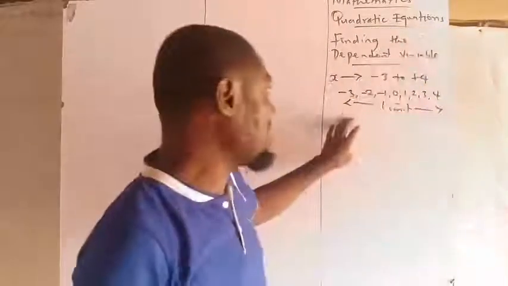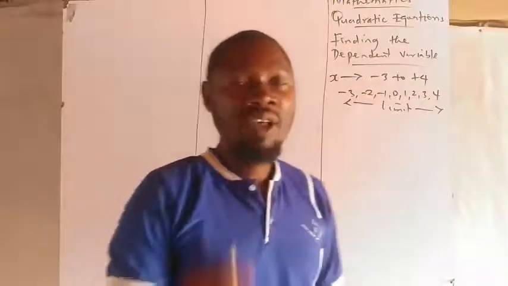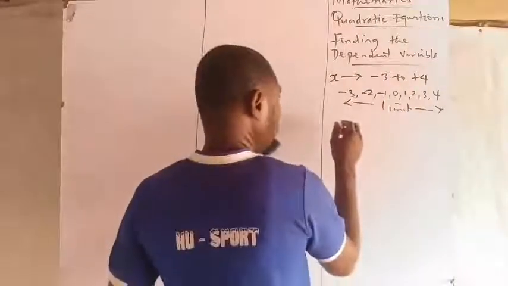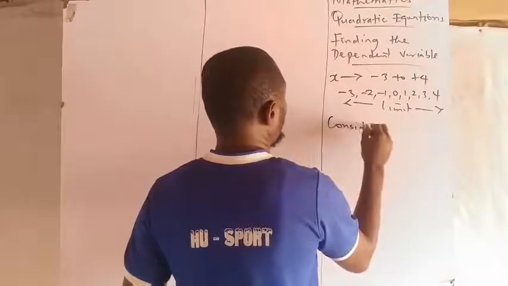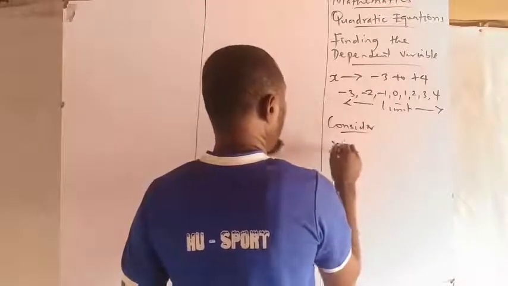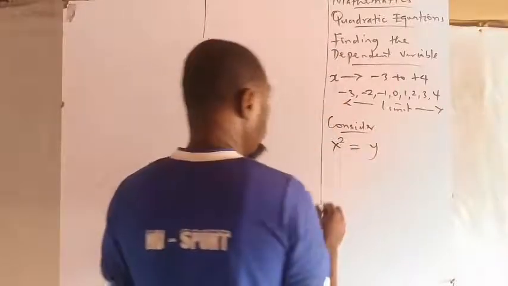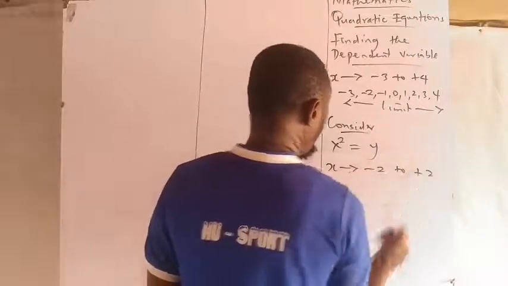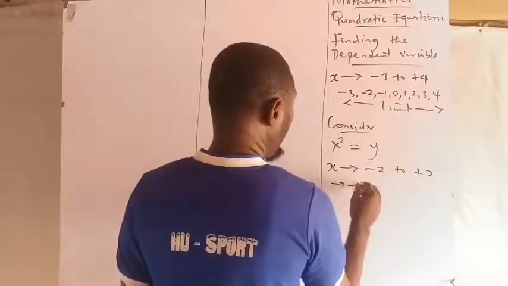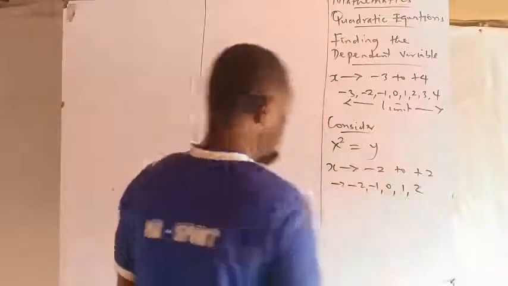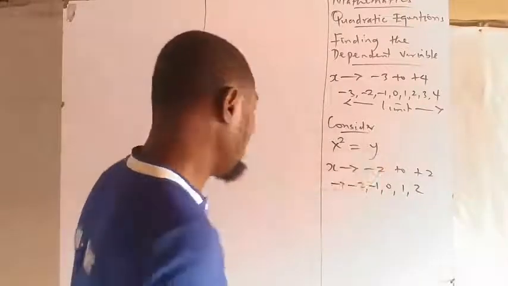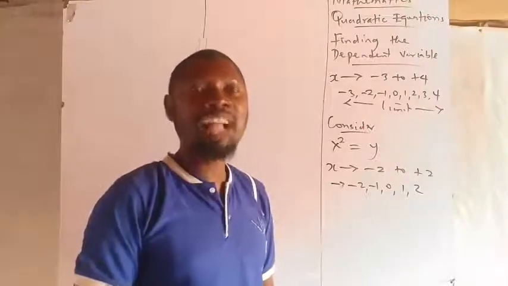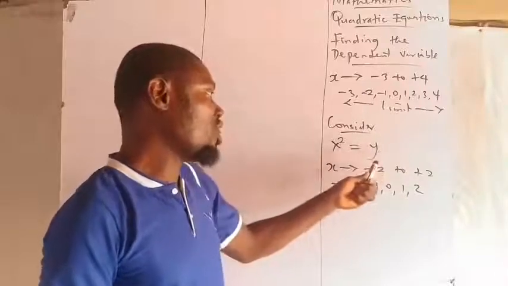I will help you understand this better with finding the dependent variable using the substitution method. Let us deal with a particular problem quickly. Consider this: you have x squared is equal to y. And what was given to us here is that the range of x is from -2 to +2, which means -2, -1, 0, 1, and 2. Now, I want to find what each value of y will be. So you start using your substitution method, or replacement method, which you've been taught in mathematics, to help you get the values of the dependent variable y.